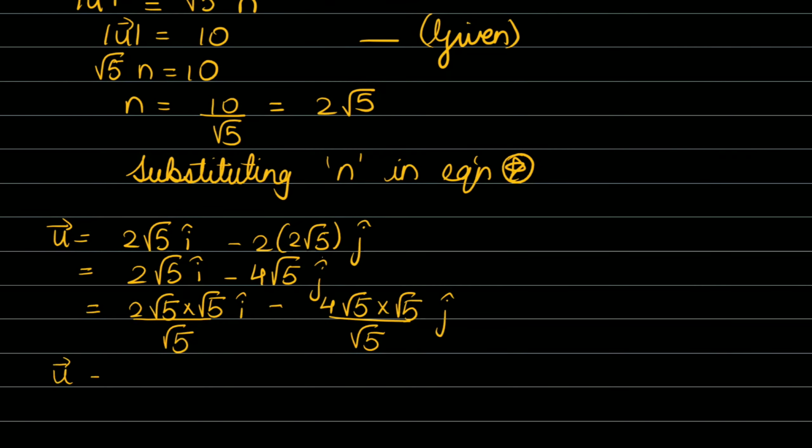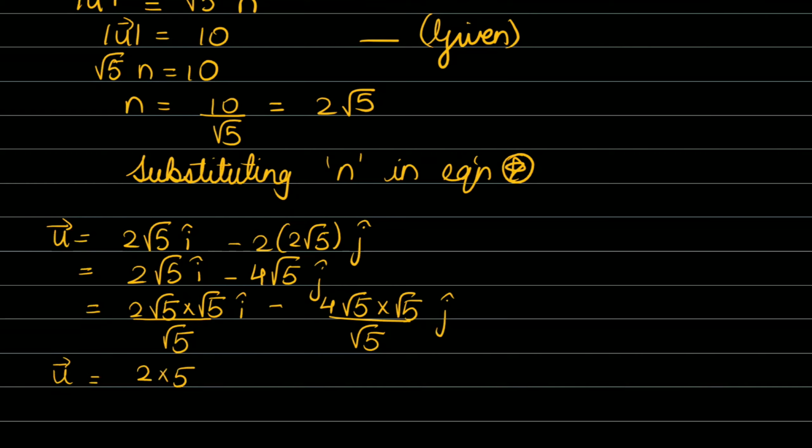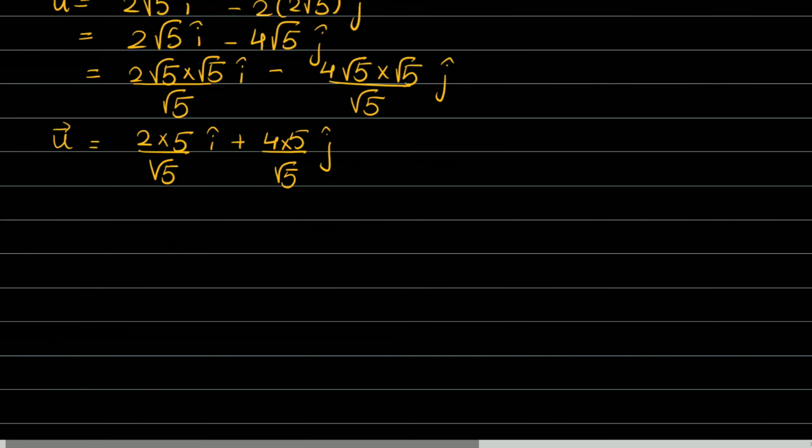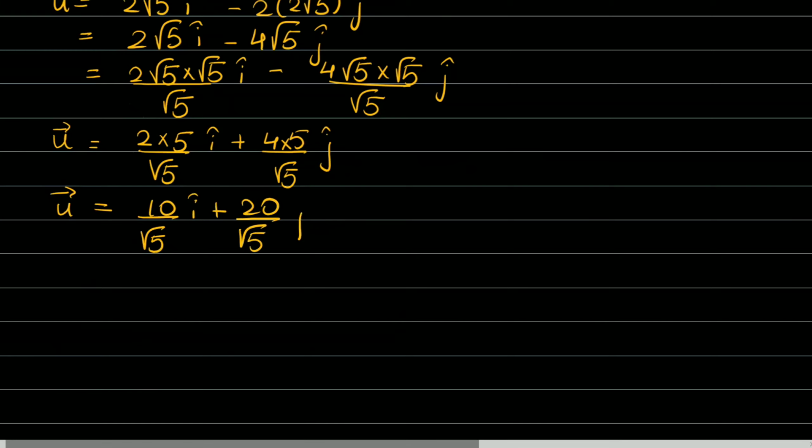So we get u vector equals, root 5 into root 5 is how much? The value for root 5 into root 5 is 5. So we get 5 divided by 5 into i cap plus 4 into root 5 into root 5, which is again 5, divided by root 5 j cap. So the final value we get is u vector equals 10 divided by root 5 i cap plus 20 divided by root 5 j cap.